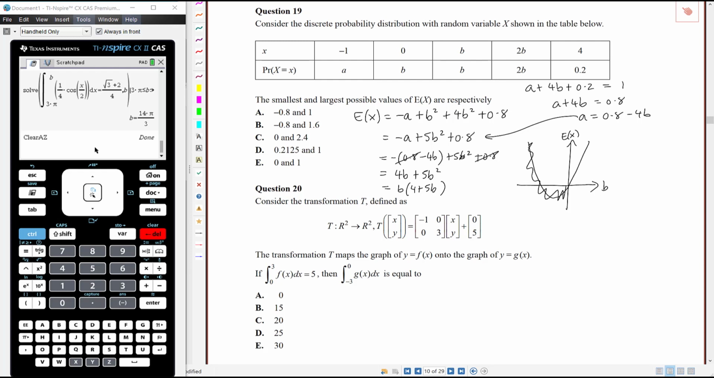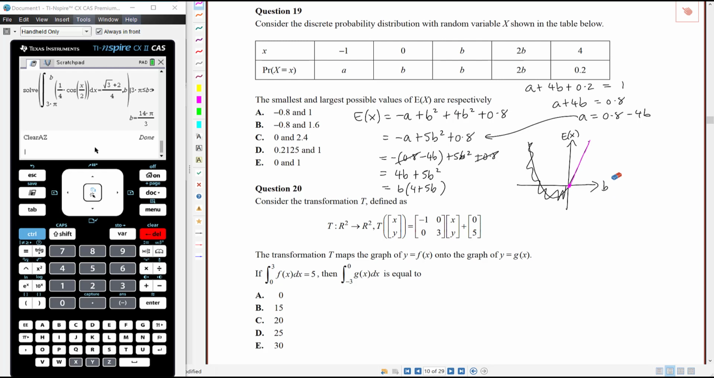So what we want to think about though is what are the smallest and largest possible values of the expected value of x. So we can see the smallest value of expected value of x is going to have to be 0. Because if b can't be less than 0, then the lowest point on this expected value of x graph is 0. So immediately we can go to options C or E. Okay, and then we want to think about, well, what's the maximum value of the expected value of x? And therefore what we want to think about is what's the biggest possible value of b?